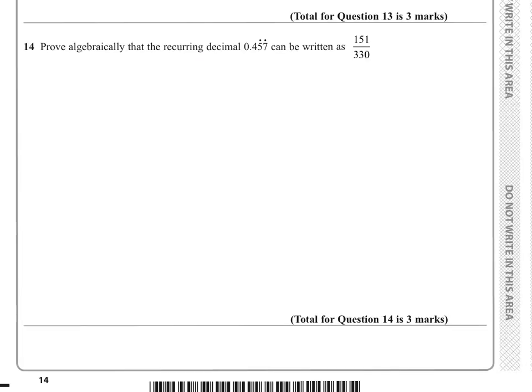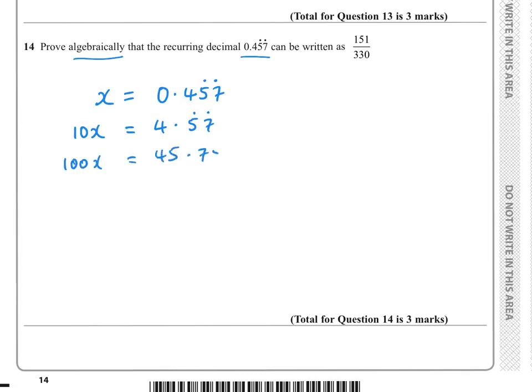Question 14. We've got to prove algebraically that the recurring decimal 0.457 recurring can be written as 151 330ths. Well, let's start off by calling x the decimal. So there we go. Let's experiment with just timesing by 10 first. Let's times by 10 again. And then by 10 again.